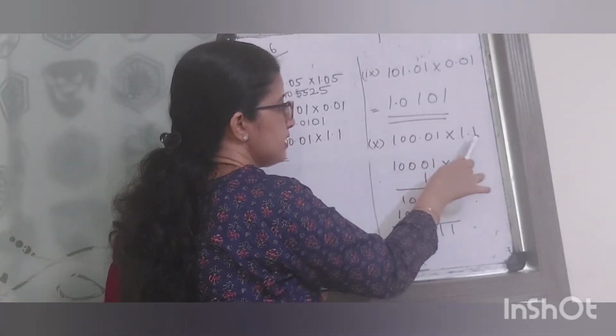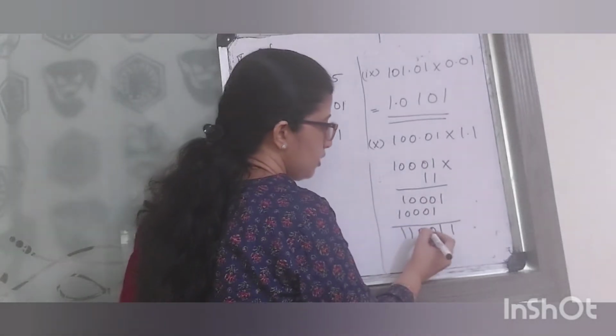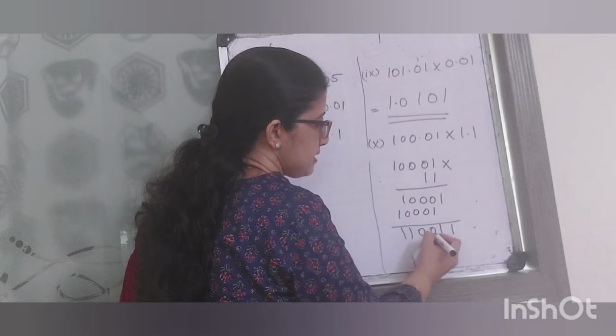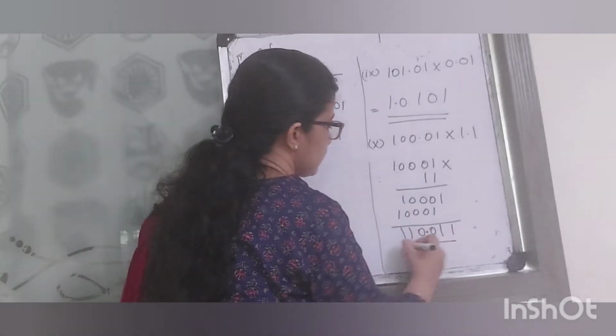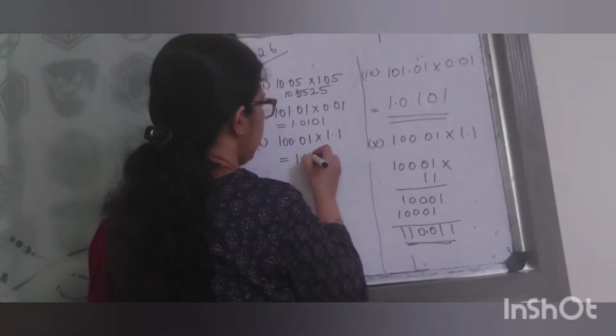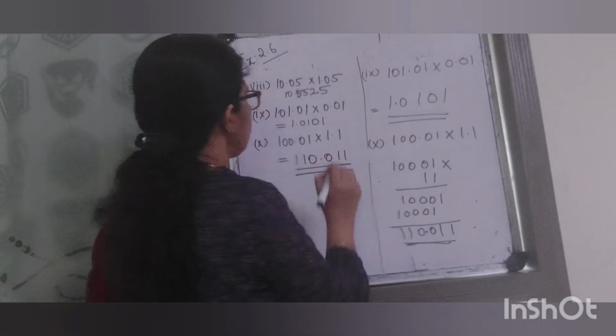Here 2 digits and here 1 digit. So totally 3 digits. So where should we put the decimal point? Here. So 3 digits to the right hand side of the decimal point. So the answer is 110.011.